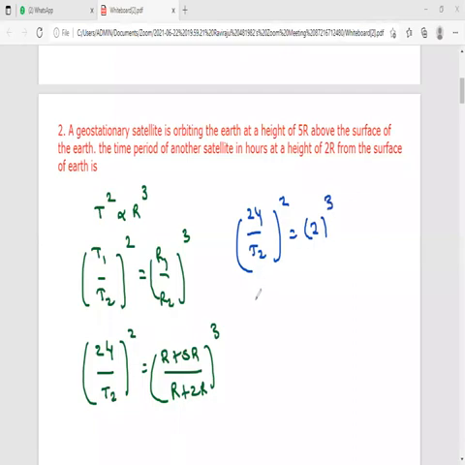So 24 square will be 576 by T2 square equal to 8 only. Then T2 square equal to 576 by 8. How much will it be?